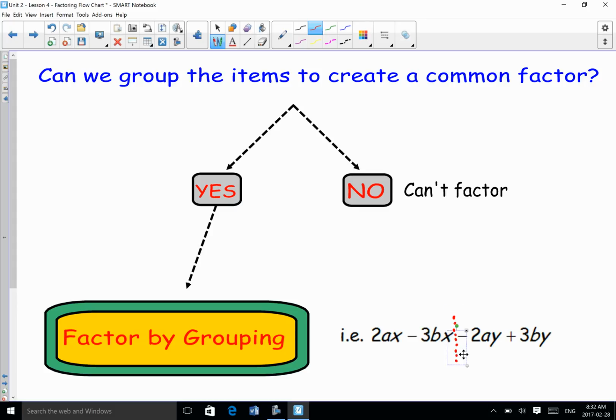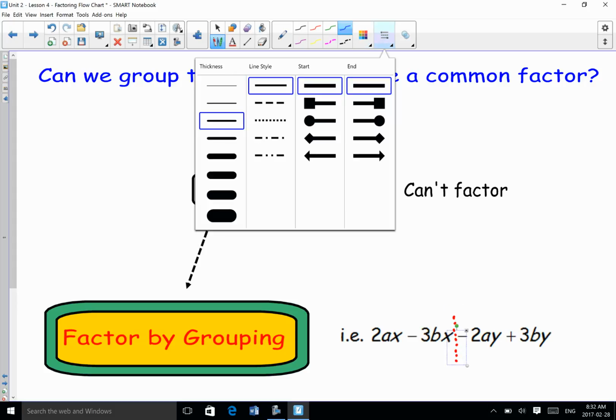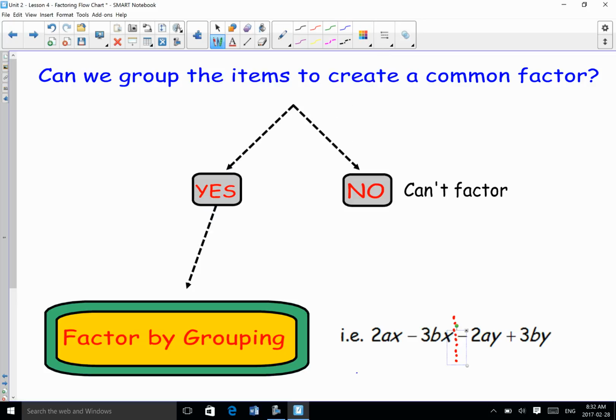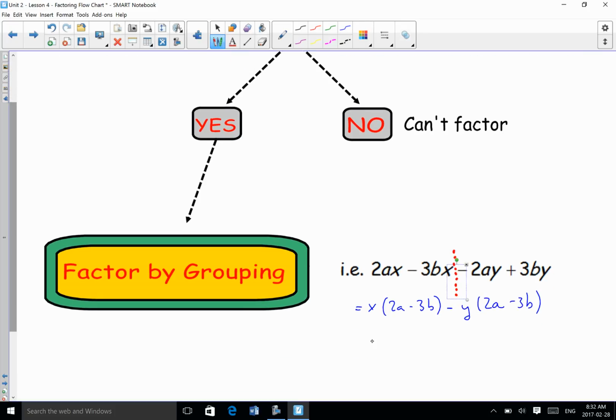So if I look at this example here, I notice in the first half I can take an x out. I'll be left with 2a minus 3b. In the next half I can take a y out, and again I'm left with 2a minus 3b. So by grouping them into two halves, I found a common factor that's the same in each half, 2a minus 3b. I'm left with x minus y.